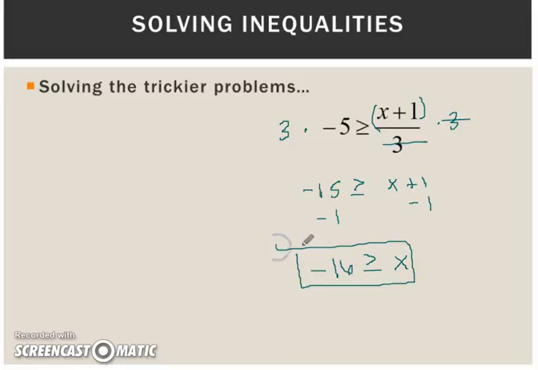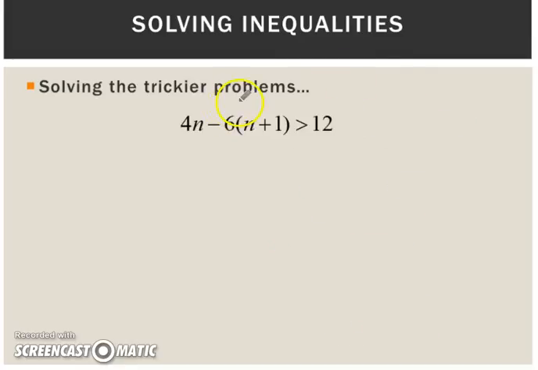And this is actually the same answer if you wrote it as x is less than or equal to negative 16. These two are the same answer. Notice that this inequality is opening up to the negative 16 with our answer flip-flopped around. It's still opening up to that negative 16. So you can change the order. Just make sure your inequality is facing the right number.